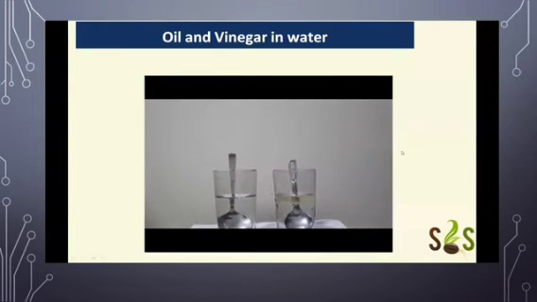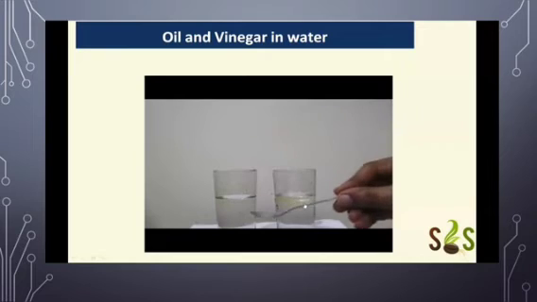Now we are going to leave it for a few minutes, let's say 5 minutes, and we'll observe what happens after 5 minutes. So after 5 minutes, we can see that oil has formed a separate layer above the water, right? And in the case of vinegar, we don't see any separate layer of vinegar. So it completely got mixed with water. But in the case of oil, it didn't get mixed with water. It formed a separate layer above water.